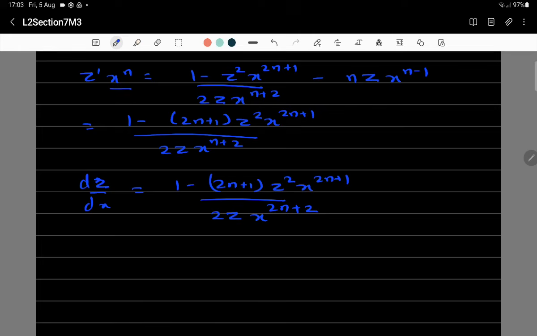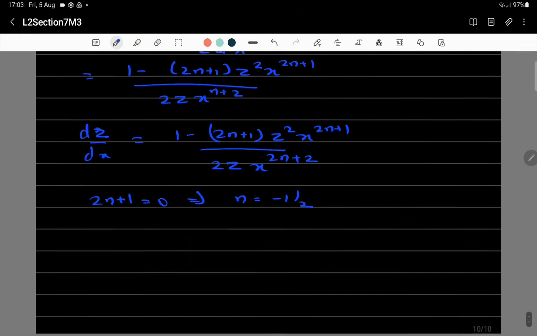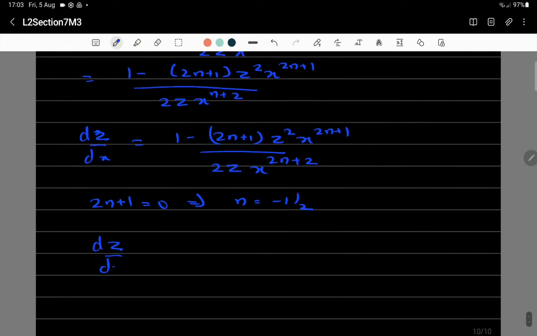Now I have to see what value I should choose for n so that the right hand side becomes the variable separable form. There can be multiple answers, but the easiest choice is to take 2n plus 1 is equal to 0, which means n is equal to minus half. If you take it like this, then the right hand side becomes 1, because 1 minus 0, and the denominator becomes 2zx. This simply becomes z dz is equal to integration dx by 2x.